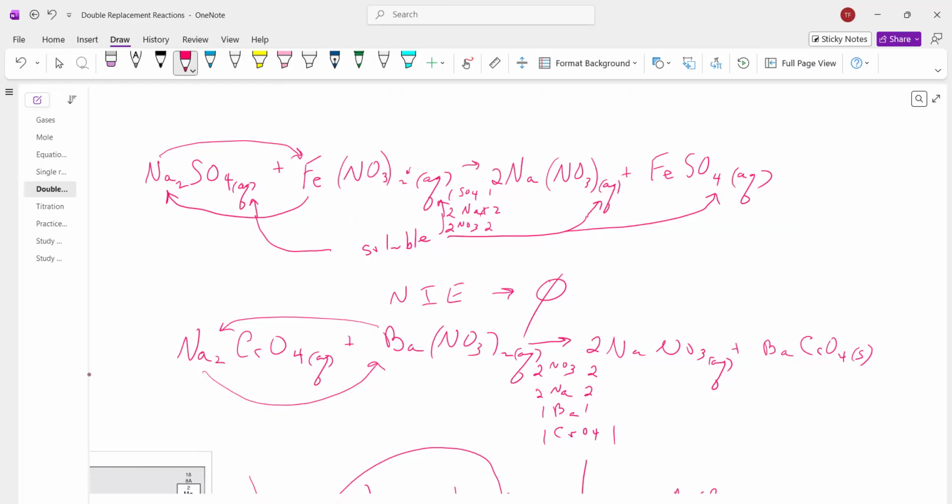Now, whenever you see a double replacement reaction and you see something called PPT, PPT is the abbreviation for precipitate. Precipitate and solid are the same thing. S is easier to write, so I always write S. But sometimes you see PPT. It's short for precipitate.